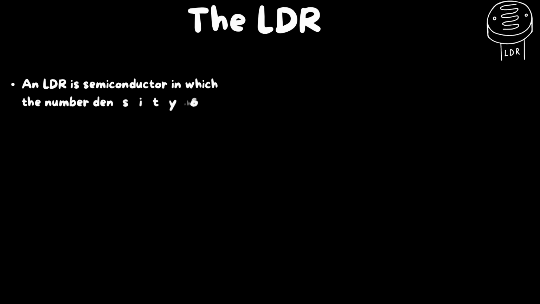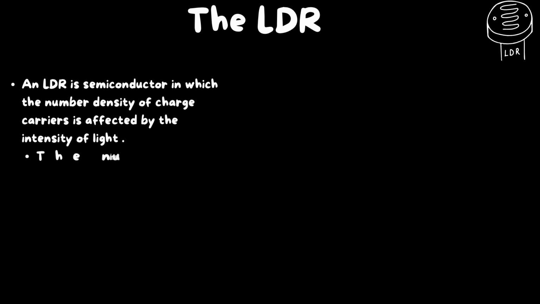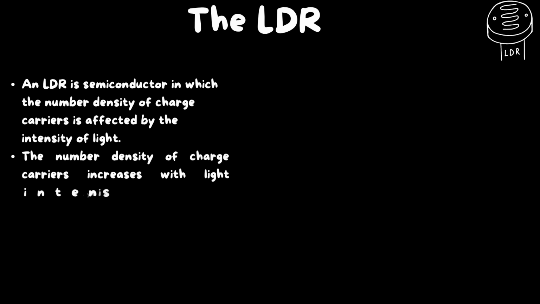Now let's talk about light-dependent resistors, or LDRs. It is a semiconducting device in which the number density of charge carriers is affected by the light intensity. The number density of charge carriers will increase with the light intensity, just like a thermistor, and this will reduce the resistance rapidly, increasing the current.